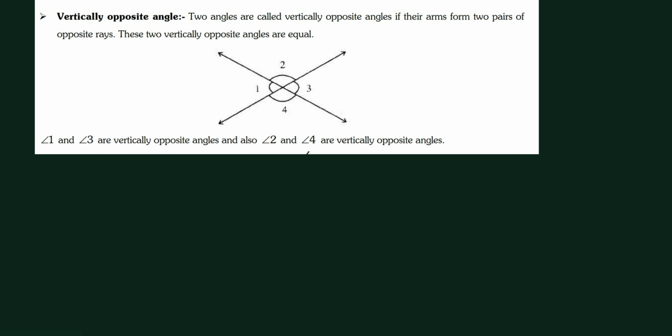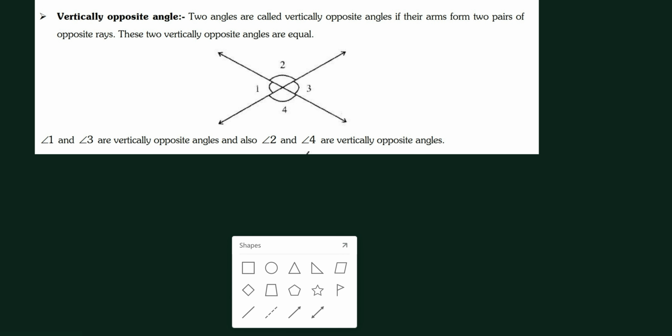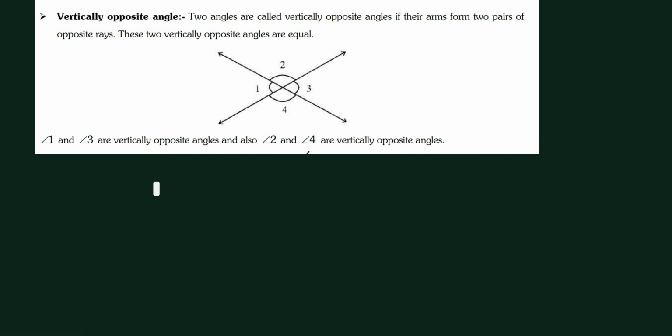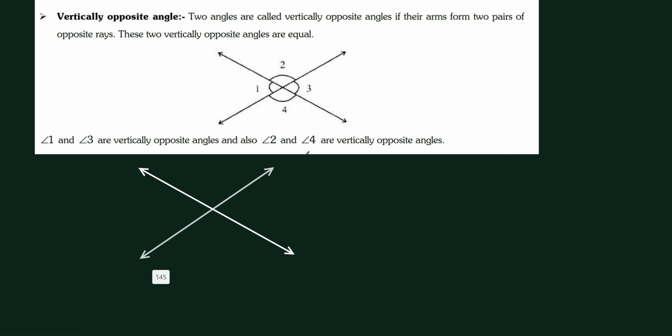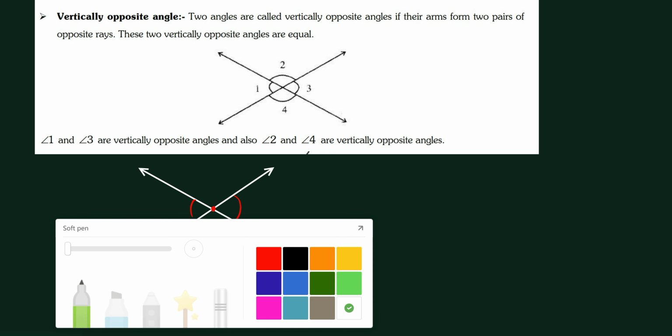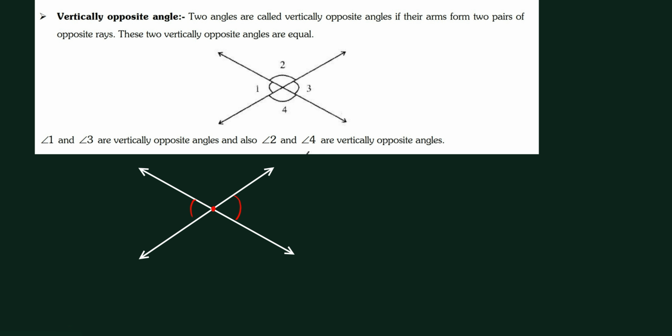Vertically opposite angles. If two lines intersect like this, two rays intersect at a point here, and the angles formed, these two angles we call vertically opposite angles. And also here we have two pairs of vertically opposite angles, and these two angles also we call vertically opposite angles, and vertically opposite angles are equal to each other. Let us assume it is 30 and 30, and these two are equal.